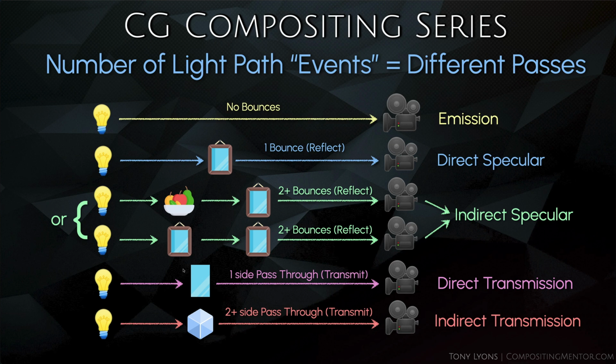So following the same logic, if the light passes through only one side, so it's only transmitting one time, that will end up in the direct transmission. Whereas if light passes through two or more sides, so it transmits through two sides or more, it will end up in the indirect transmission.